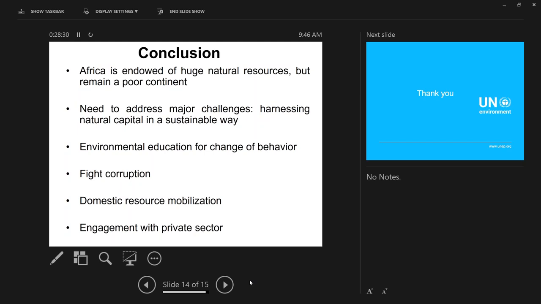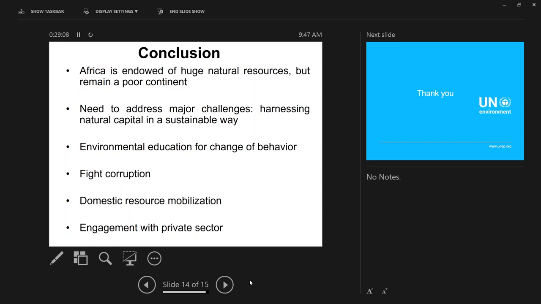We will only be able in Africa to mobilize domestic resources if we ensure environmental sustainability. We mentioned ecosystem services; we can pay for ecosystem services. Ecotourism is one of the biggest areas that can provide employment for our youth, while also providing return on investment for conservation of our natural resources. And of course, engaging with the private sector is key.